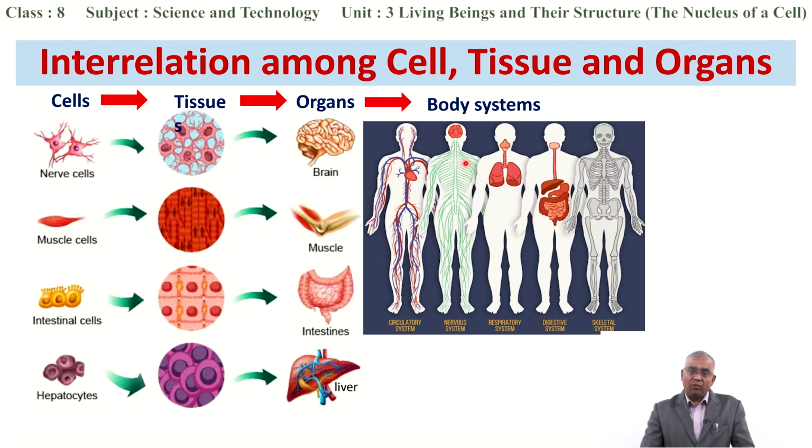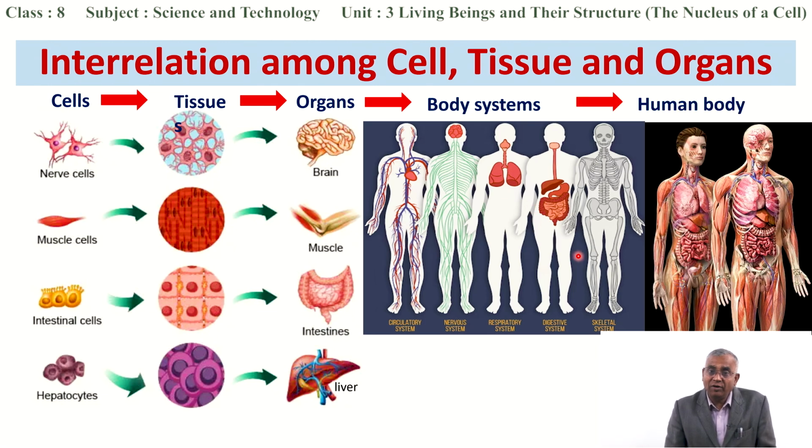Okay. And when different systems are combined together, what do they form? They form the human body. That may be male or female, doesn't matter. So in this way, different systems are united here and they are forming the whole body of an organism. Is it clear? Okay. So there is a very close relationship among the cells, tissues, organs, body systems and the whole body. Not only of human beings, any organism in the world is made up in this way.